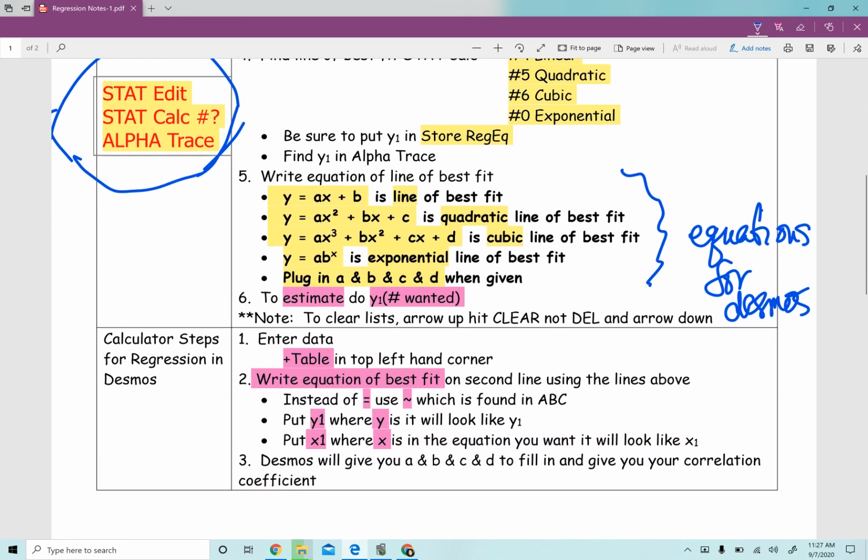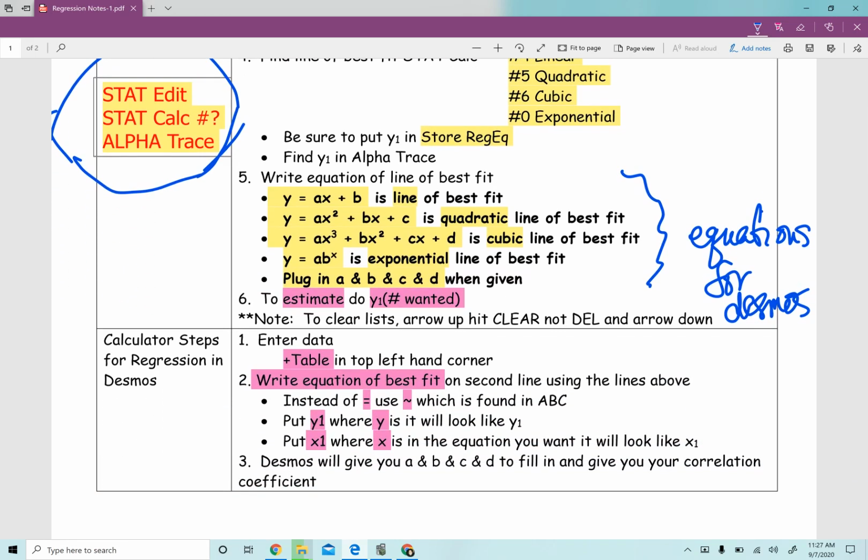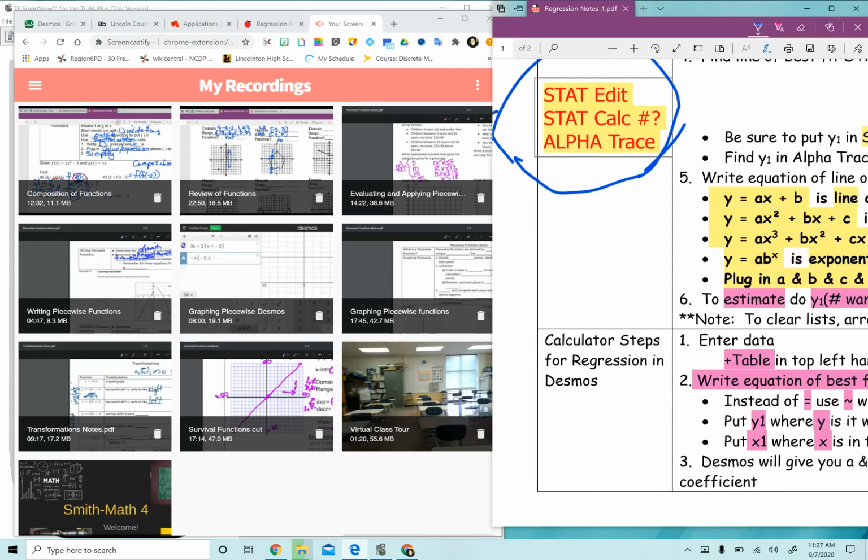In Desmos, which is what most of you will have at home, you'll do plus, the table in the top left-hand corner. Then you'll write the equation of best fit in the second line, which you'll use from these up here. Instead of equals, you use this little funky tilde, which is found in ABC. Instead of y, you'll use y1, and everywhere x is over here, you're going to use x1. Then Desmos will give you a, b, c, and d, and it will give you the correlation coefficient.